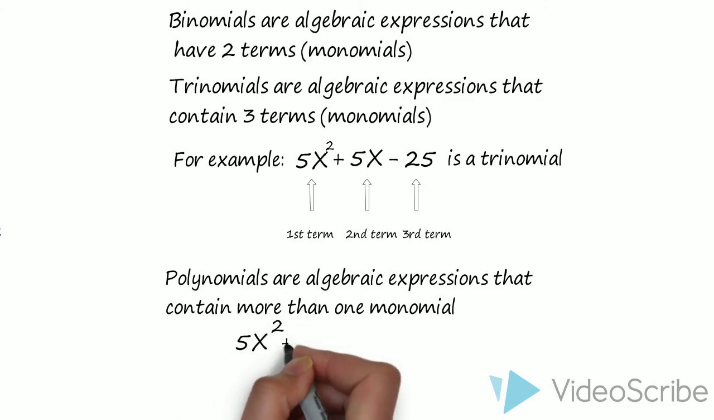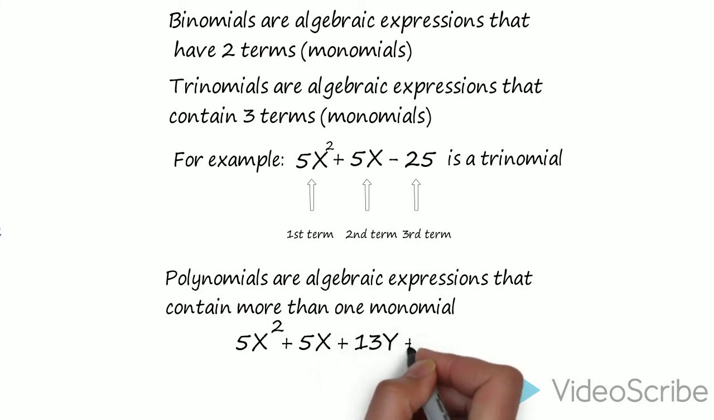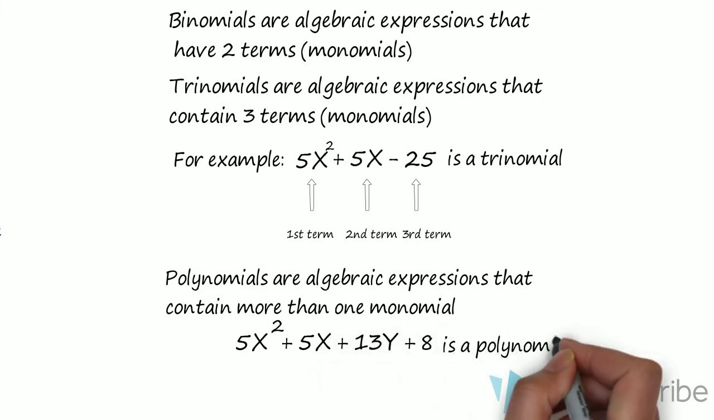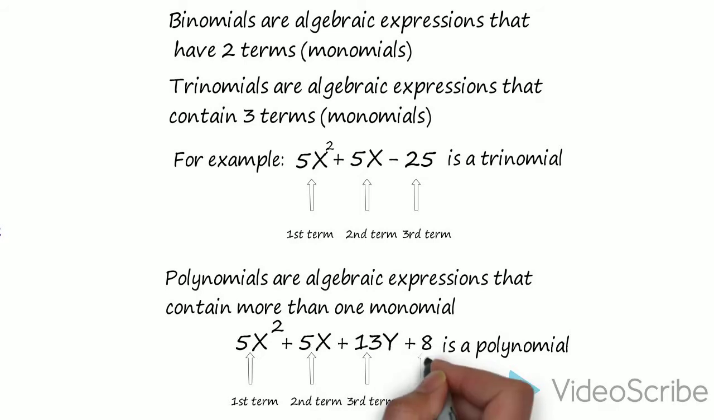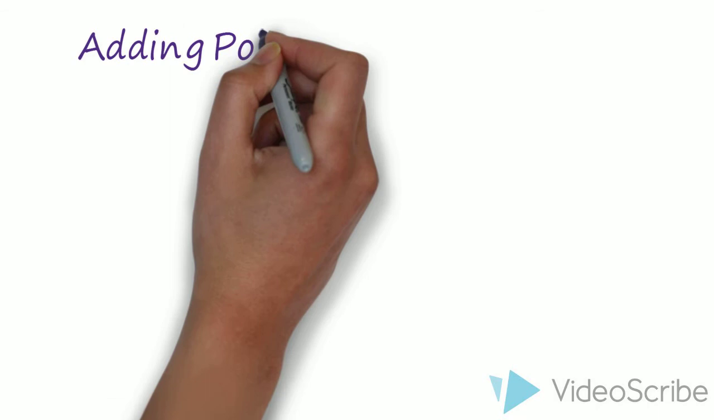So let's take an example of that. 5x squared plus 5x plus 13y plus 8 is a polynomial. 5x squared is the first term, 5x is the second term, 13y is the third term, and 8 is the fourth term.